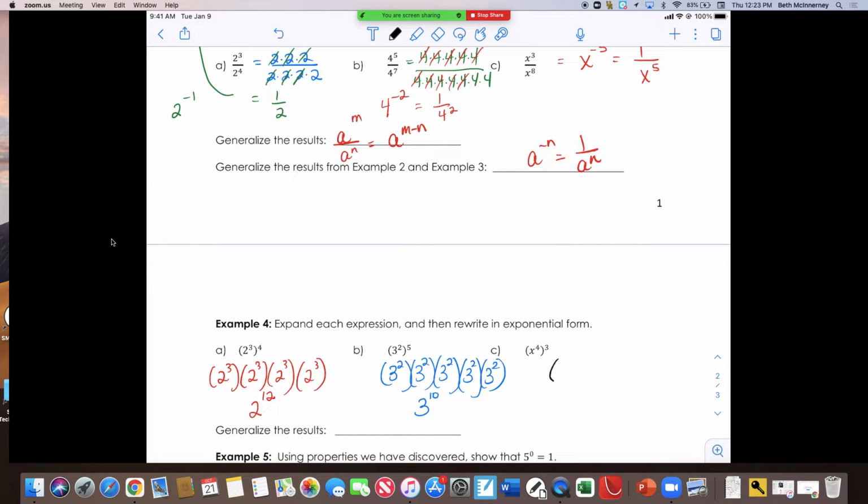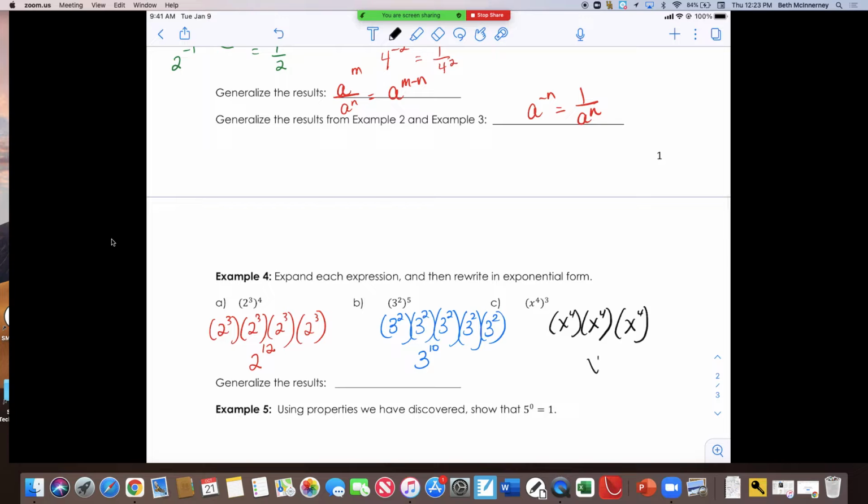Then in letter C, if I have x to the 4th cubed, when you cube something, that means take it times itself 3 times. So that's x to the 4th times x to the 4th times x to the 4th. So that's x to what power? 12. So here's the generalization. If you take a to some power and you raise that whole quantity to a power, what did we do to the powers? Yeah, you're going to multiply the exponents. So that's a to the m times n.